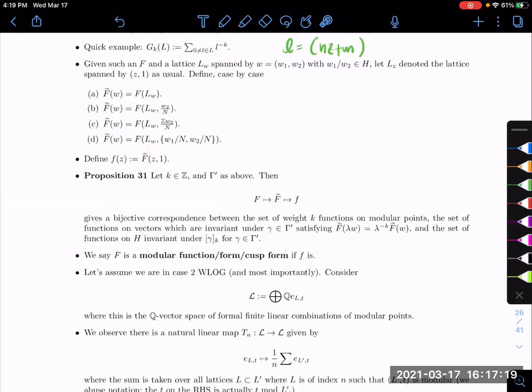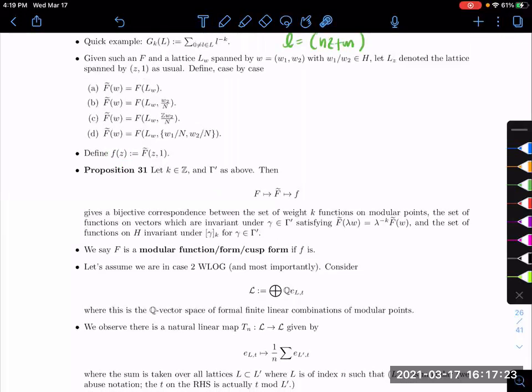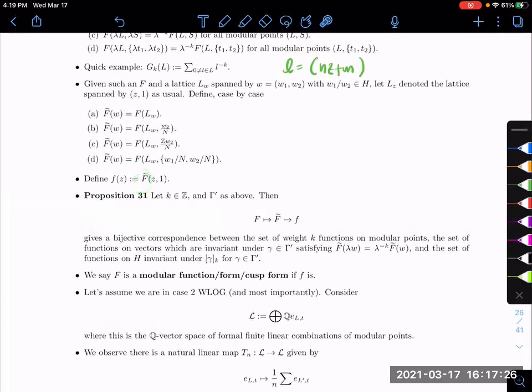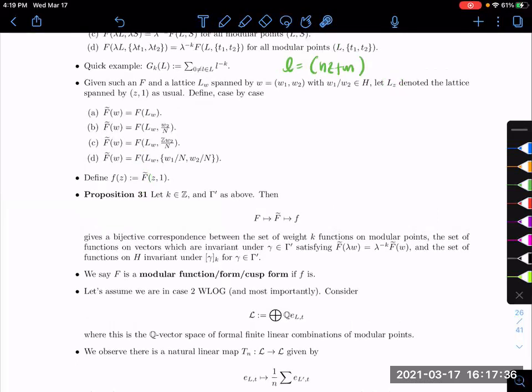And then finally, what you're going to do is define little f of z to be basically f tilde of z comma 1, which you could also think about in the full congruence subgroup case, or in the full group case, as just like f of lz. Okay, so you're going to define it to be f tilde of z comma 1.